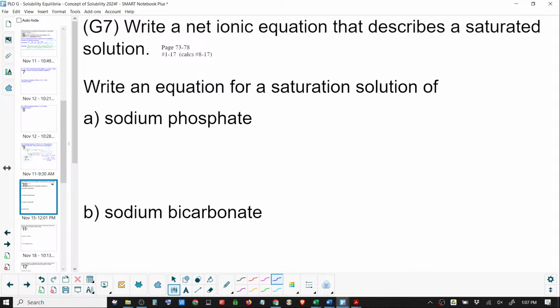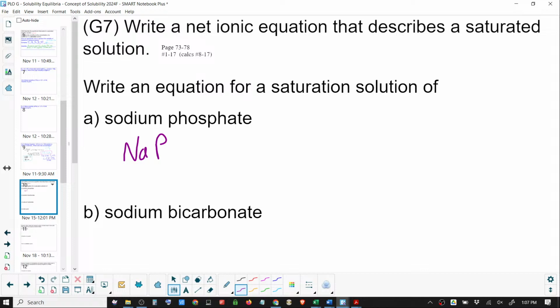Net ionic equations from grade 11 as well. Write an equation for a saturated solution of sodium phosphate. For a saturated solution of sodium phosphate, first of all, what is the formula of sodium phosphate? NaP. I don't know. Pull out your notes, pull out your data table, figure out what phosphate is.